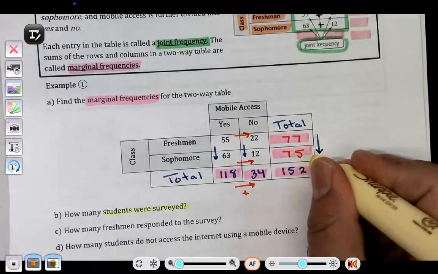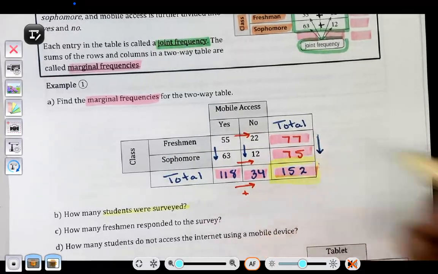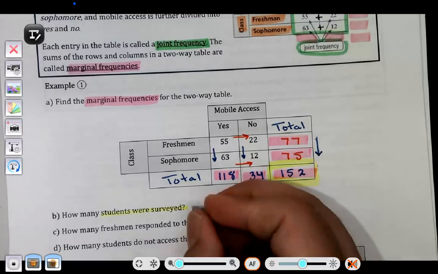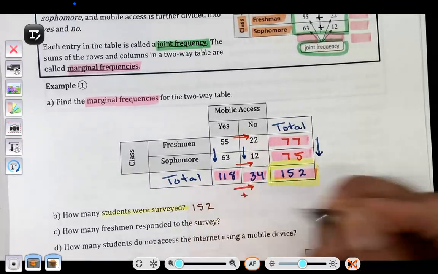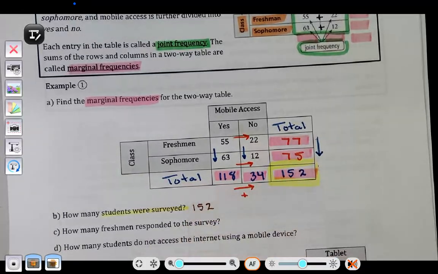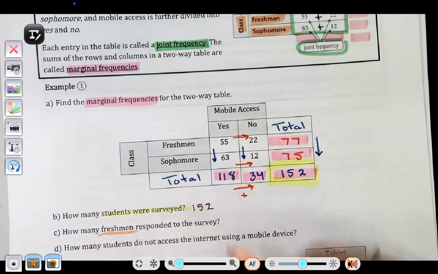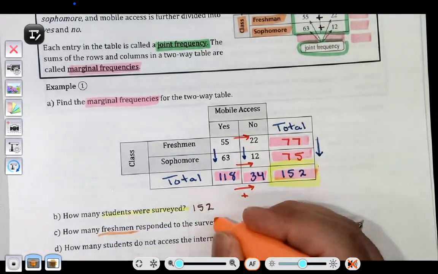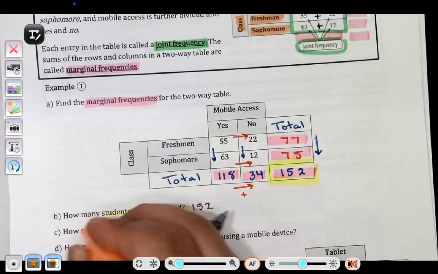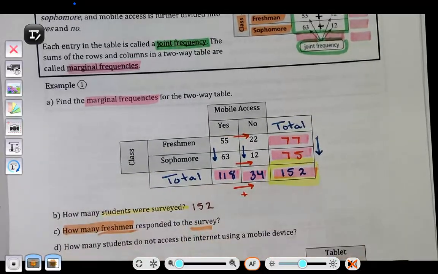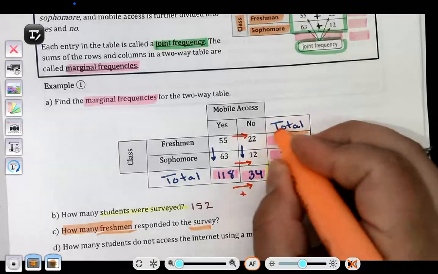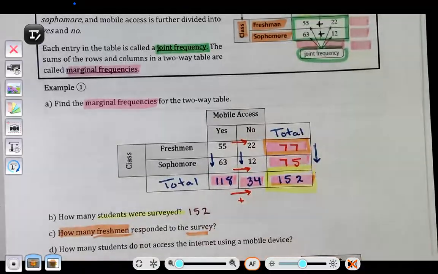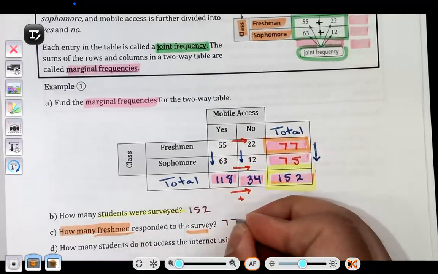Yeah, thank you, right there. This is the grand total. 152 students were surveyed. All right, well, here's another different question. How many freshmen responded to the survey? So how many freshmen took the survey? That's the one we asked you earlier. Good, 77. That's the answer for this one.